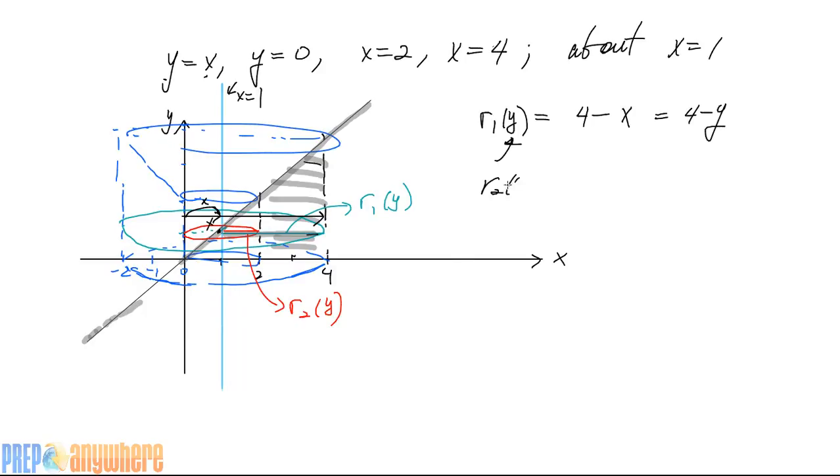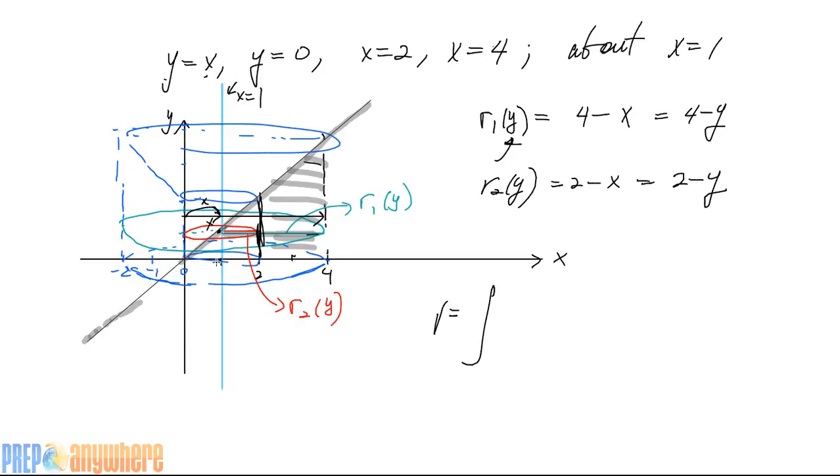For r2, similarly, this is the fixed distance from there to the y-axis. It's 2. So it's 2 minus the x value again. So 2 minus the x value, which is the same as 2 minus y. So hopefully you can see that.